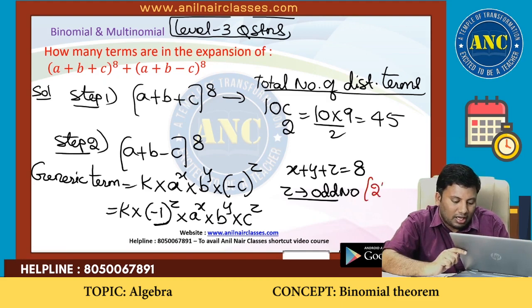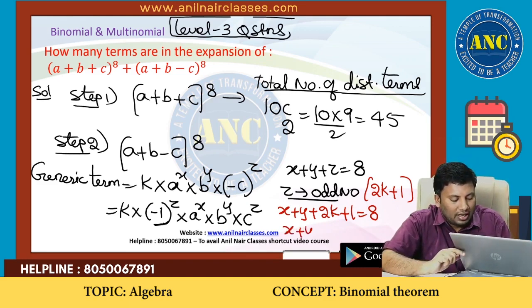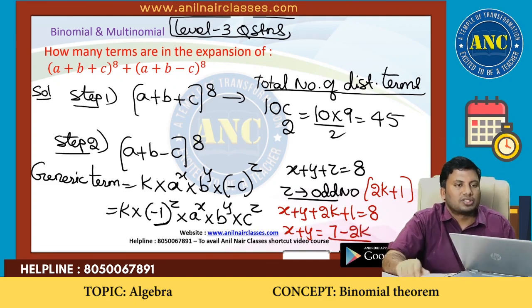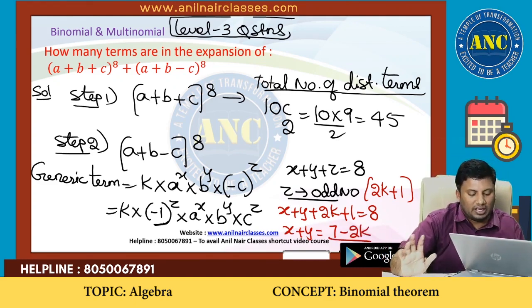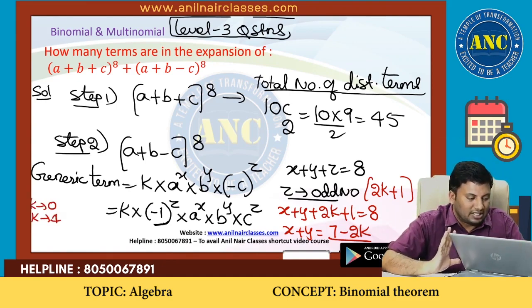Odd number is of the form 2k plus 1. X plus Y plus 2k plus 1 equals 8. I hope it is clear. So X plus Y is nothing but 7 minus 2k. I hope it is clear, right? So k can be 0. K can be 1. 2k plus 1 is an odd number.